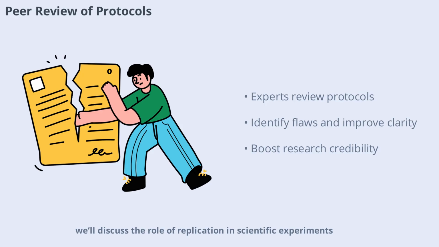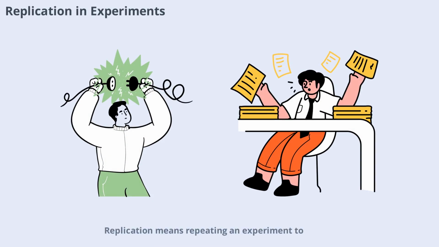Next, we'll discuss the role of replication in scientific experiment. Replication means repeating an experiment to see if the results can be reproduced. Successful replication strengthens confidence in the findings and helps identify errors or biases. Replication is a cornerstone of the scientific method, ensuring that discoveries are robust and reliable. It also allows other researchers to build on previous work.